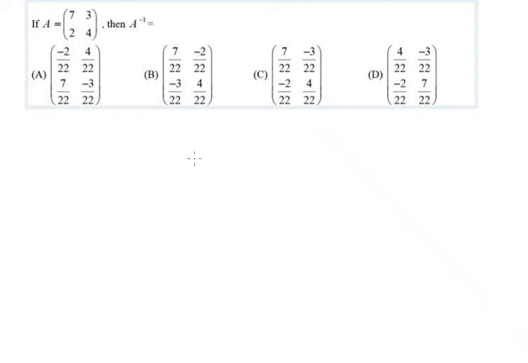Hello everybody, so today I will talk about calculus. The topic today is about inverse matrix. So now I will show you the technique.